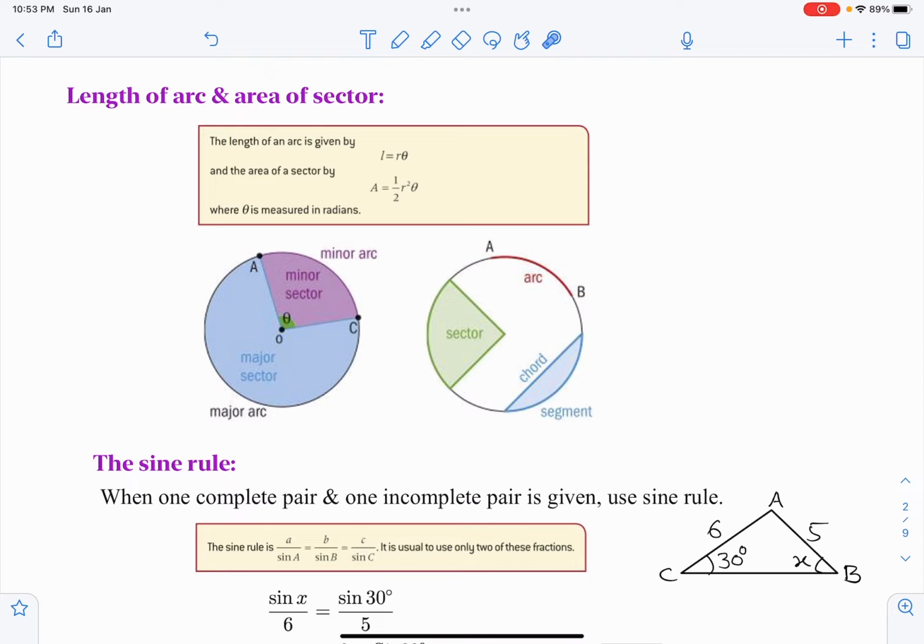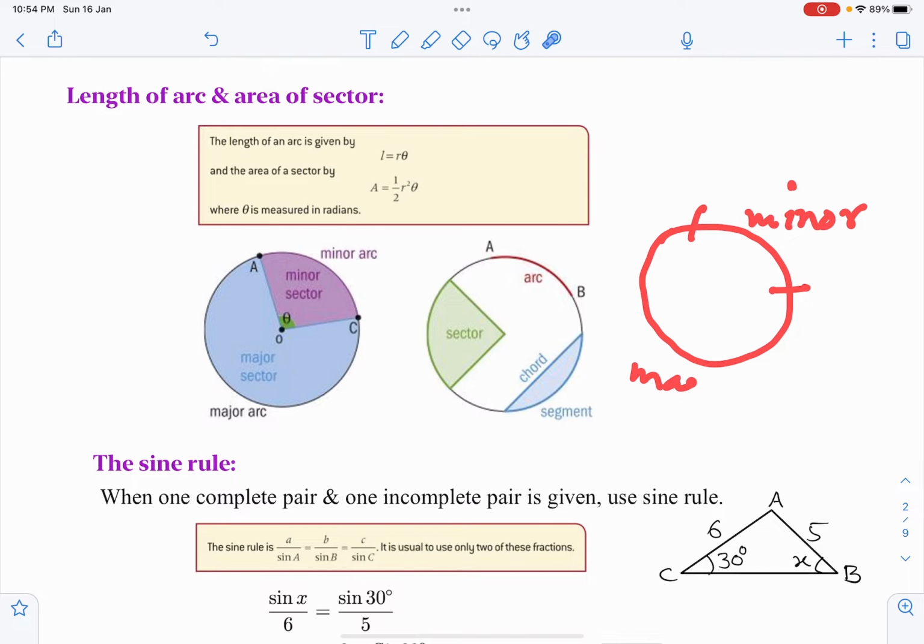Now look at length of arc and area of sector. What is length of arc? This is the arc, the part of a circle. Actually, the part of the circumference of a circle is called an arc. So this is arc AB from A to B. Then in arcs there can be a minor arc and a major arc. If you divide a circle into two arcs, definitely one will be minor and the other will be major.